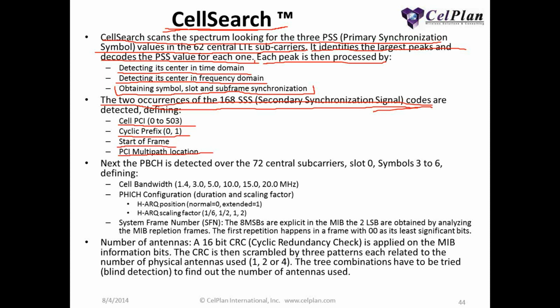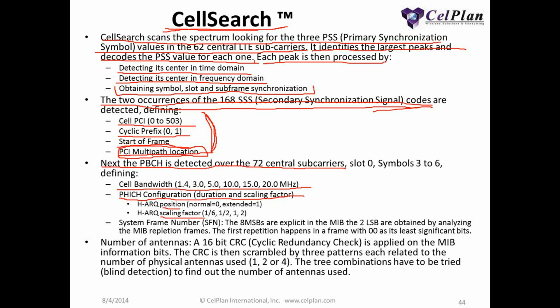So this is a very, very extensive calculation. Your device does all of this. It doesn't need to do the multipath location that we have to do. Once those 2 steps are done, the next step is to decode the PBCH over the 72 central subcarriers. By decoding it, we are able to find out the cell bandwidth, and the PHICH configuration in terms of position and scaling factor. We are also able to decode the system frame number.